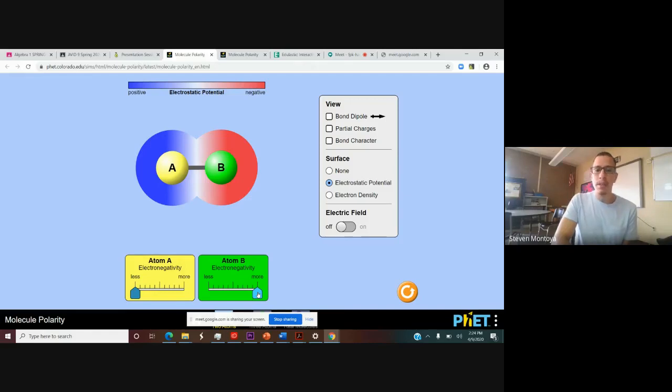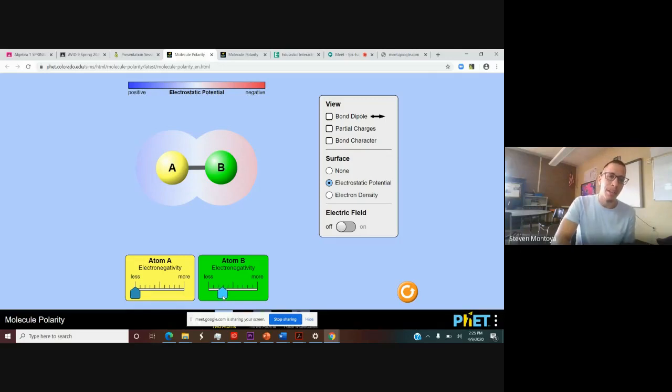Now I am going to decrease the electronegativity of atom B. Observe what happens, right? So as I'm making atom B's electronegativity weaker, I'm approaching the electronegativity of atom A, right? Notice how the color is getting fainter. That means the charges on each end are getting weaker until I have no charge, right?